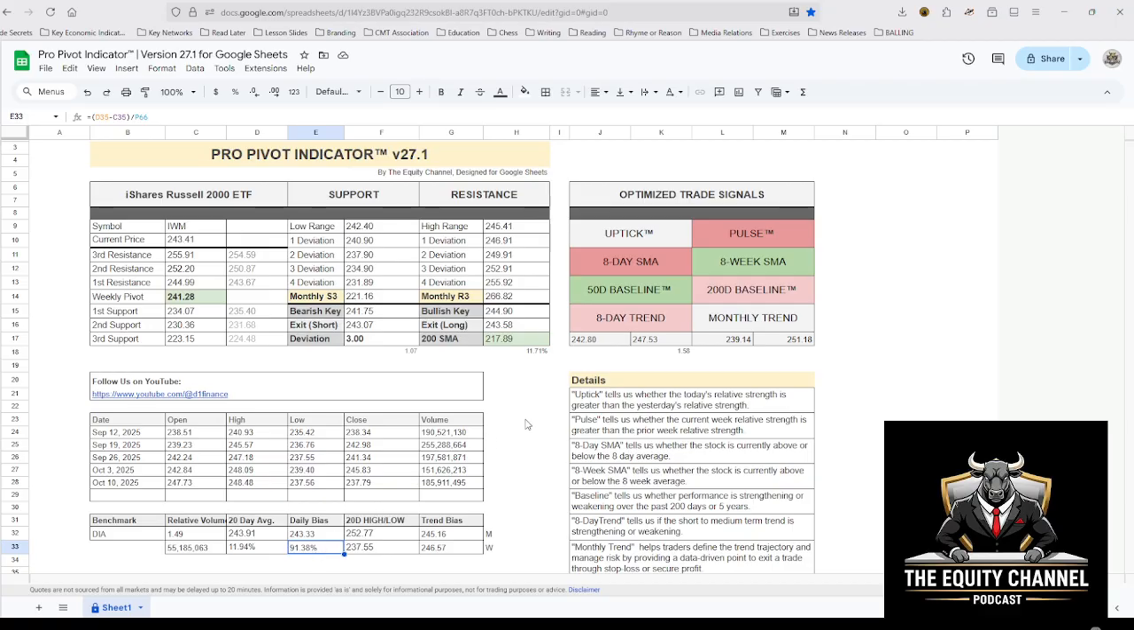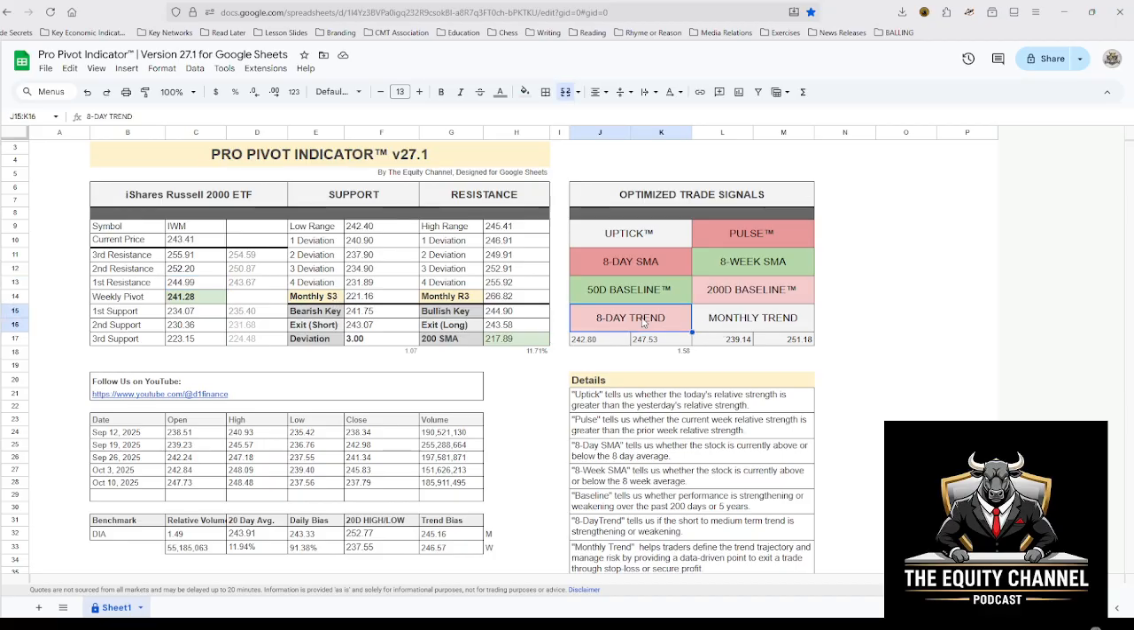Let's recap a little bit here. We talked about the ranges. Your low range and your high range signal whether or not you're consolidating from a monthly perspective around the 20-day moving average. Your first support and your first resistance let you know whether or not you're consolidating from a weekly perspective, pretty much a rangeless week without a breakout.